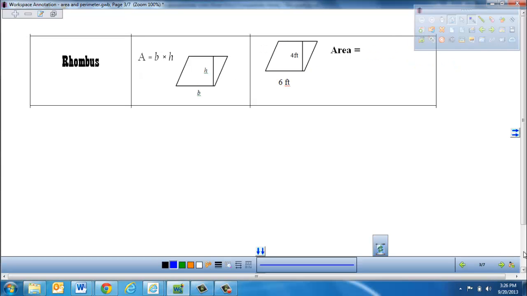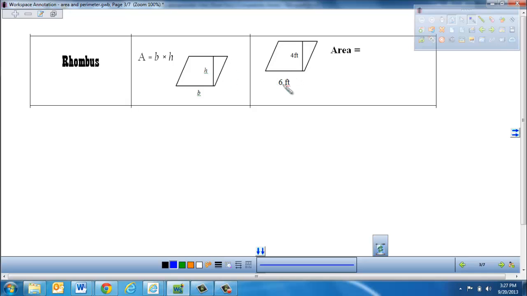Okay, now we have a rhombus. And if you notice, the formula for a rhombus says base times height. This is the base on the bottom, but I want you to notice that the height is going up and down, which means it's perpendicular to the base. It forms a right angle. It has to be going straight up and down. This is a side, not the height.